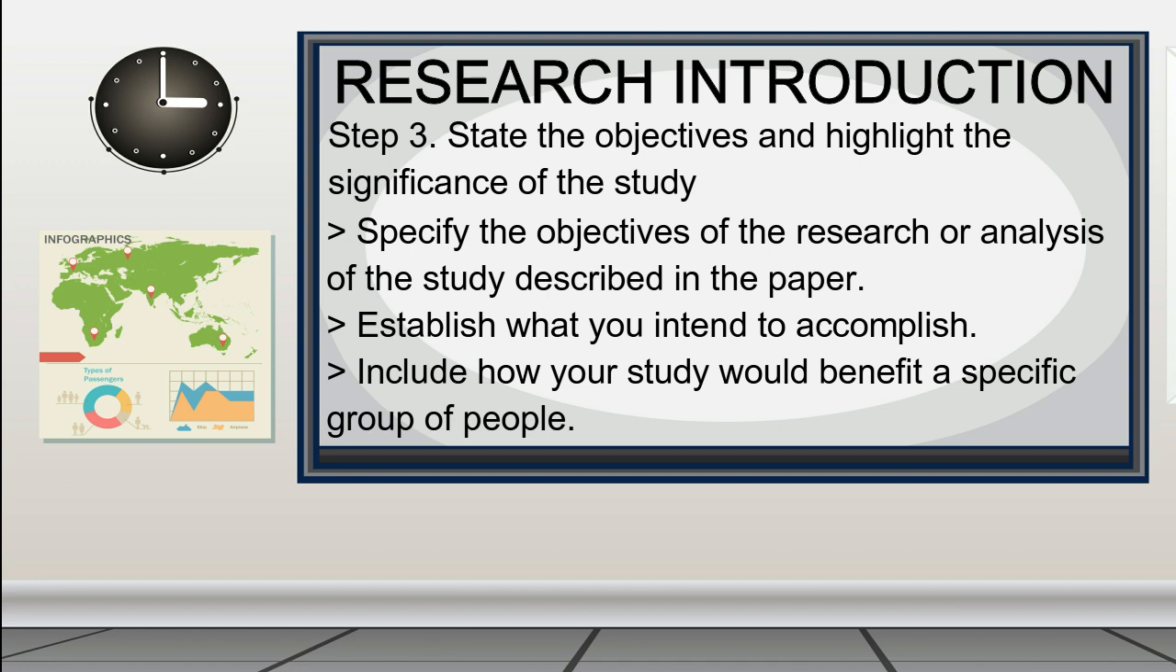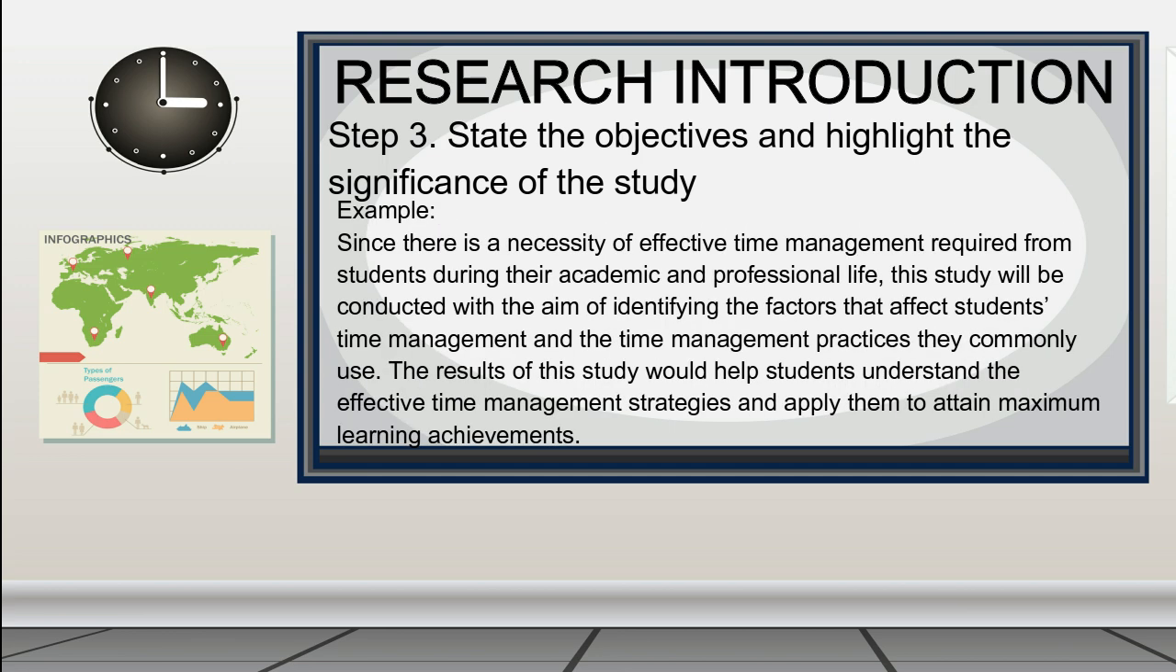Specify the objectives of the research or analysis of the study described in the paper. Establish what you intend to accomplish. Include how your study would benefit a specific group of people. For example, since there is a necessity of effective time management required from the students during their academic and professional life, this study will be conducted with the aim of identifying the factors that affect students' time management and the time management practices they commonly use.